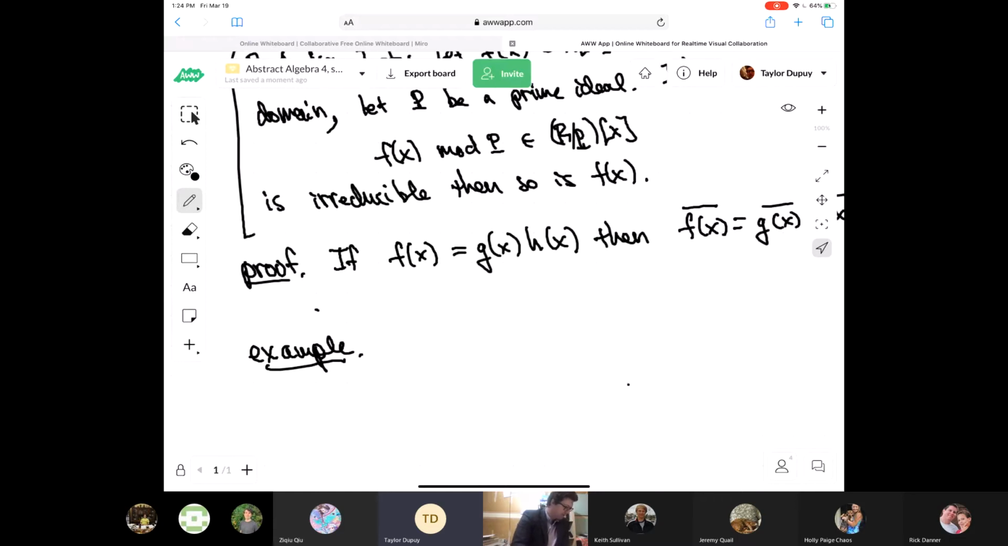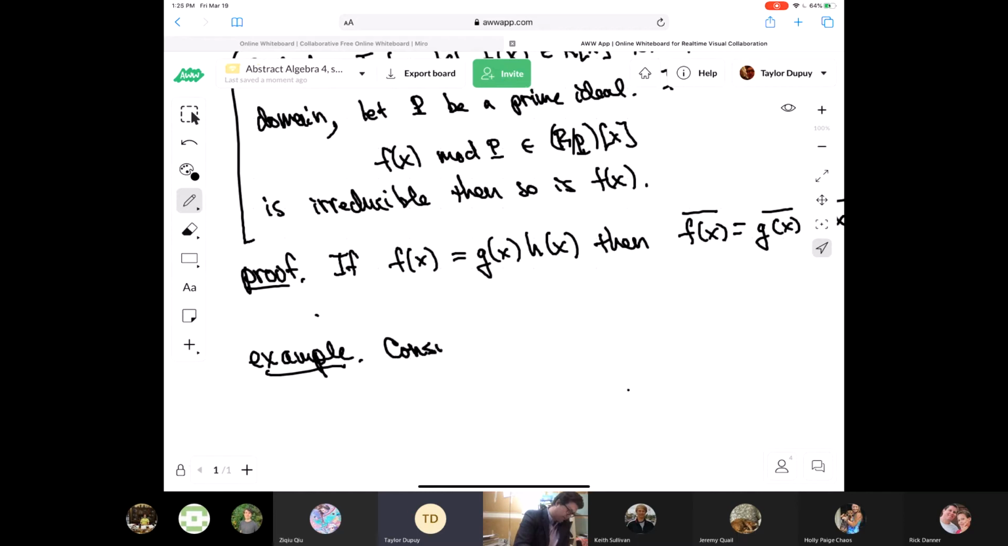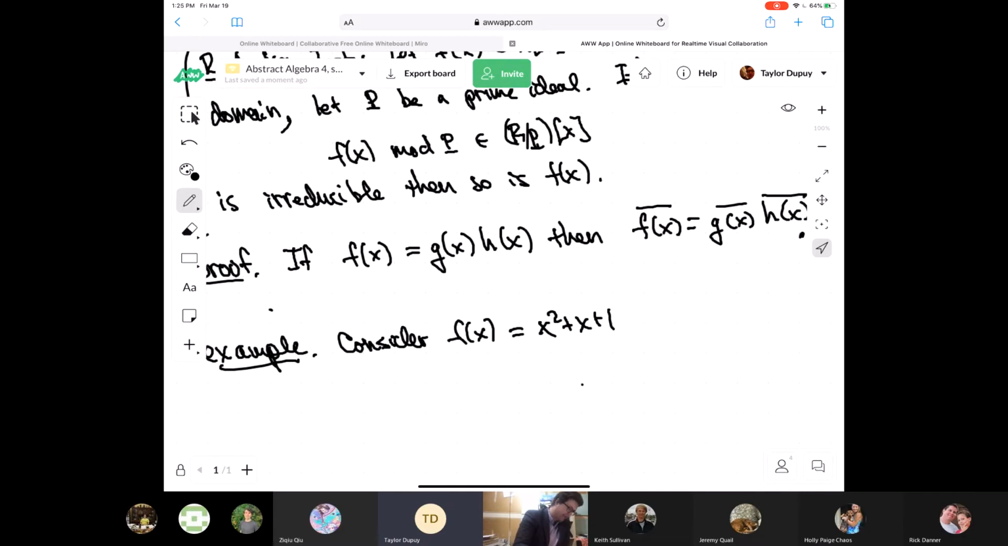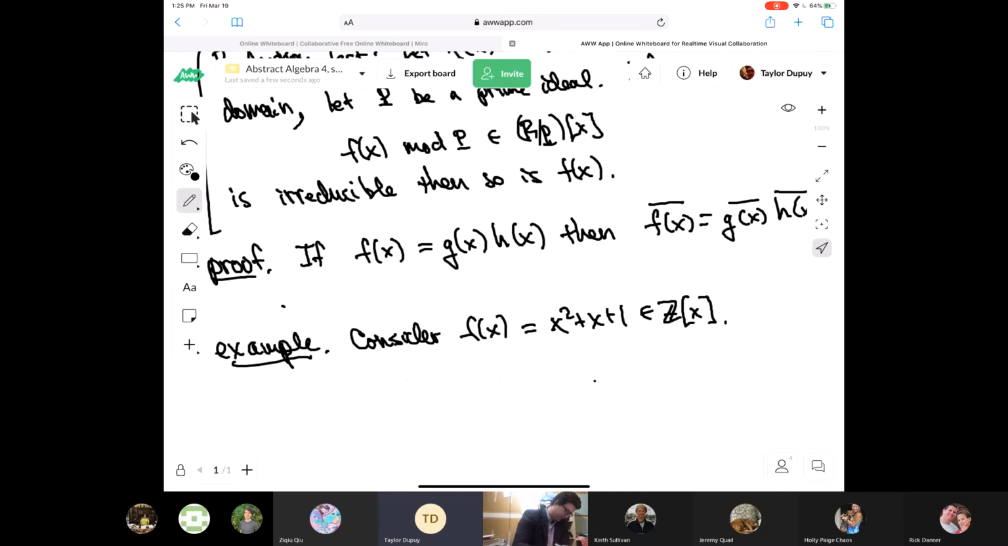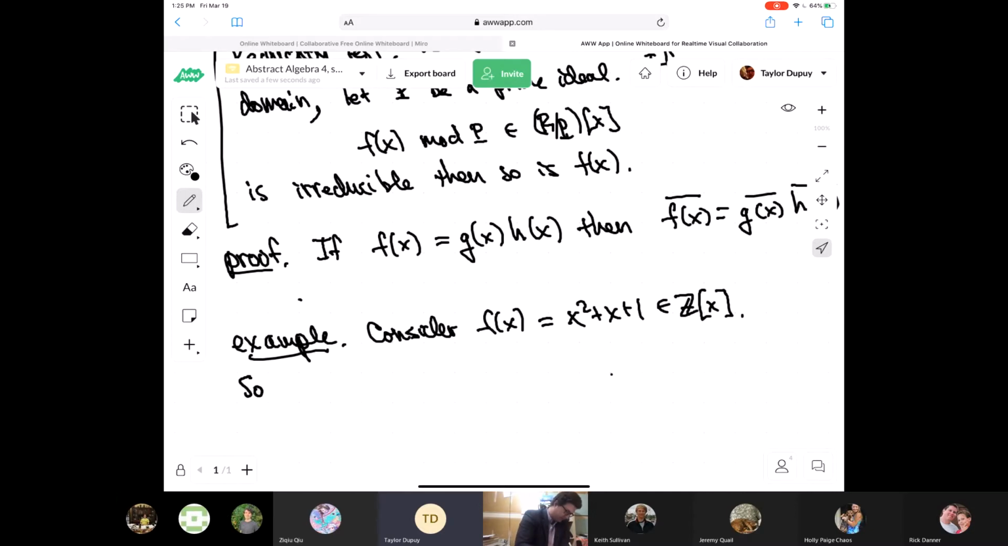All right. So consider this polynomial, f of x equals x squared plus x plus 1. Of course, since this is a quadratic polynomial, you could test this by using the quadratic formula and seeing if the factors are integers. But I'm going to pretend we don't know how to do that and do this in another way. So what we'll do is reduce this mod p. So reduce this mod 2.